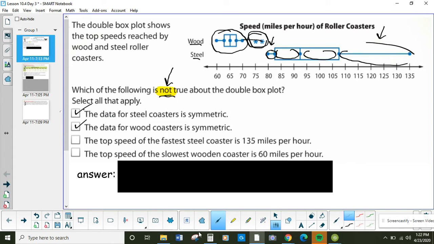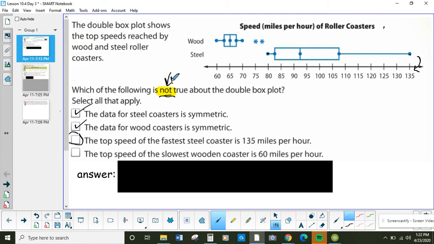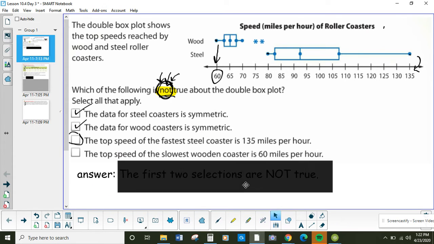The next one: the top speed for the fastest steel coaster is 135 miles per hour. Let's take a look over there. We look at steel coasters, and this is the lowest speed, this is the highest speed, and yep, the top speed is 135. Since that's true, I won't check it this time, because they're saying only check the ones that aren't true. And last, the lowest speed for the lowest wooden coaster is 60. Here's the lowest speed, on the left side of that whisker. Yep, the lowest speed for the wooden coaster was 60. That's true, so because they gave weird directions this time, I won't check it. So the answer would have been that we should have checked the first two.